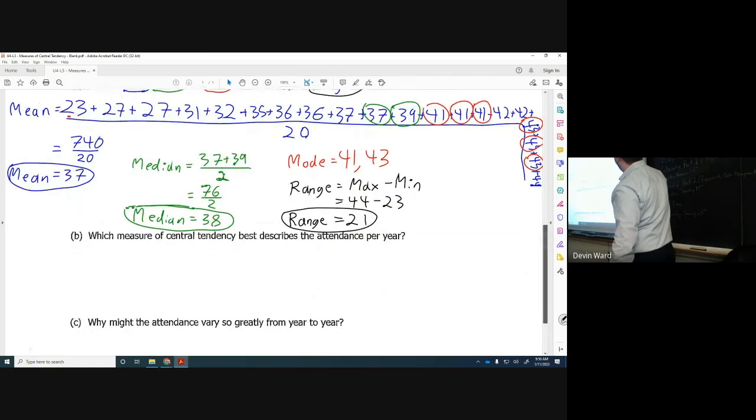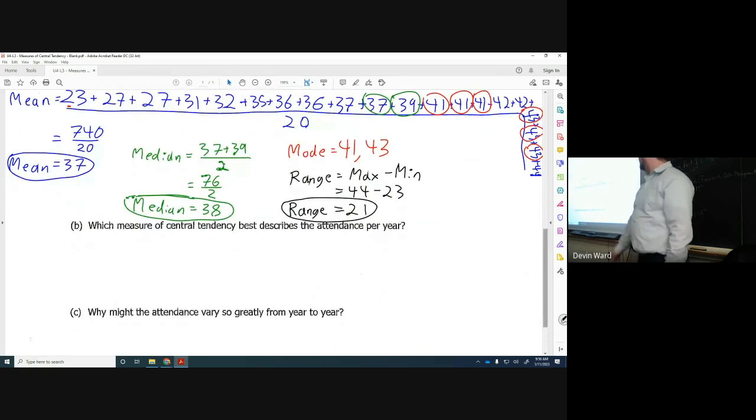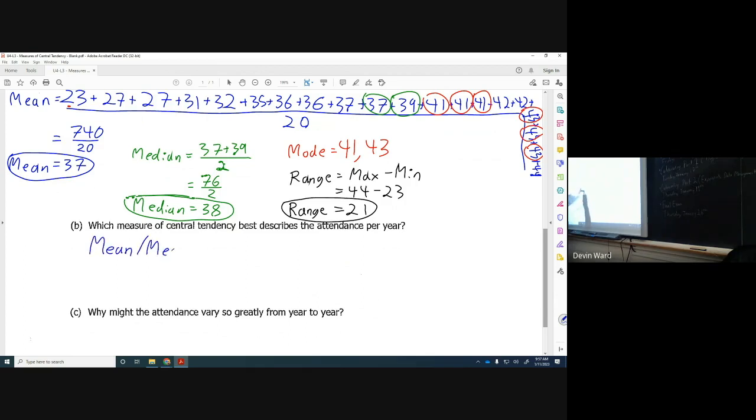Just a couple more thinking questions. Which measure of central tendency best describes attendance per year? So the best one is either the mean or median because they're both kind of in the middle. So best is mean or median because they're both middle values.